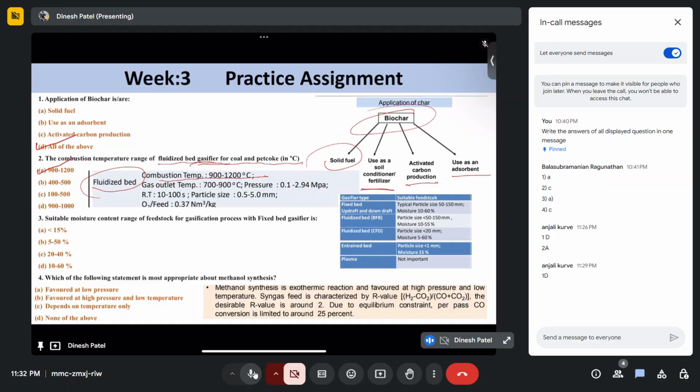Suitable moisture content range for the feedstock for the gasification process with fixed bed. So here different types of gasification and moisture content are given. So you can see for the fixed bed, 10 to 16%. Correct answer is D.